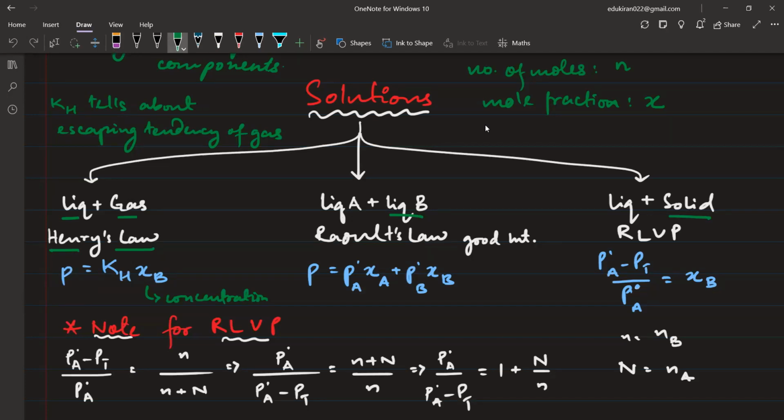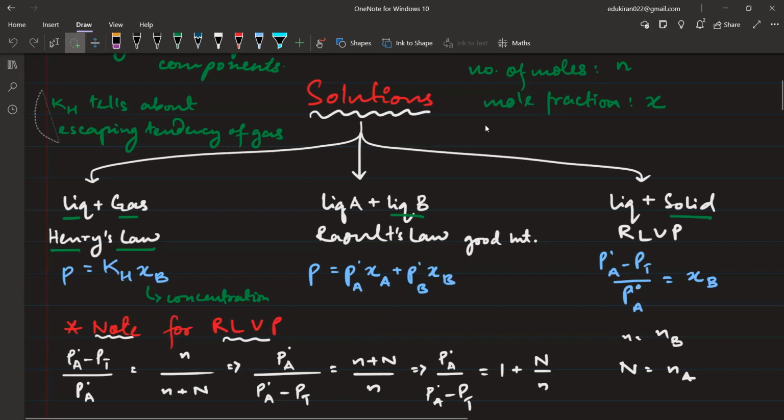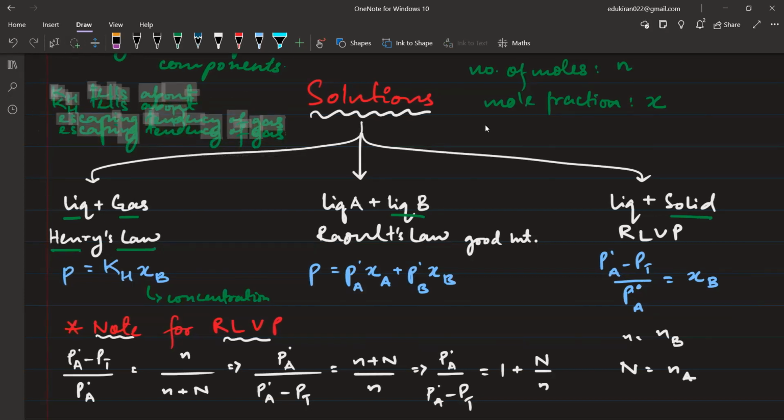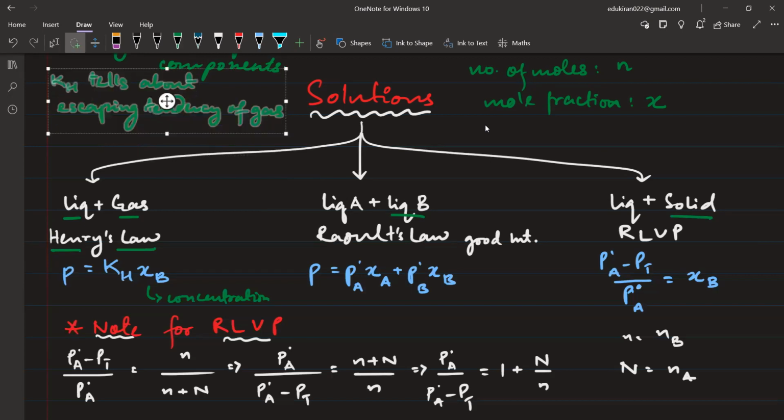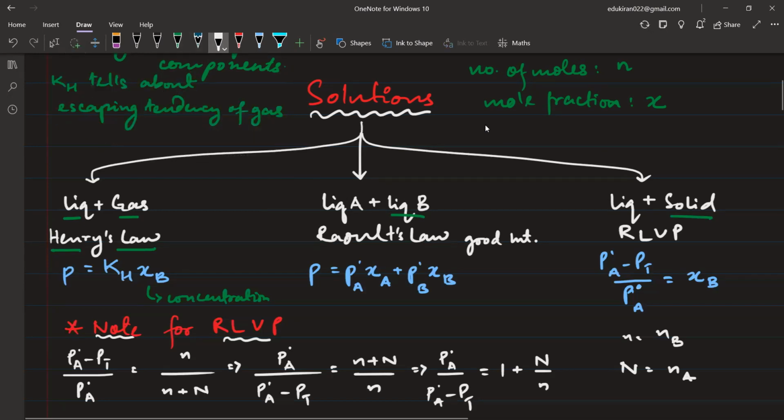And escaping tendency is just the inverse of solubility. If a gas is very soluble, its escaping tendency will be very low. And if a gas is not soluble, its escaping tendency will be very high. That is why KH is also used to determine or compare the solubility of different gases. So we can write solubility is inversely proportional to KH, the Henry's constant. Is everything clear from the liquid and gas solution? Yes or no? Please tell me, guys.